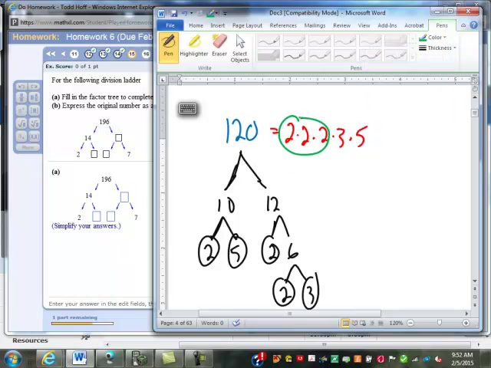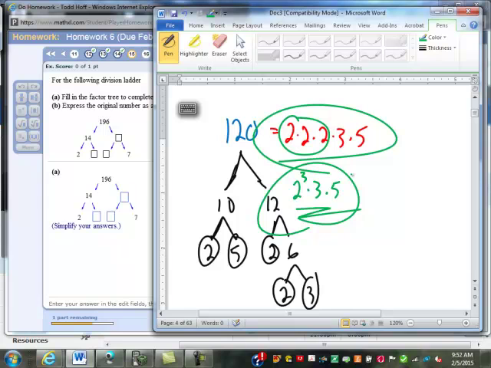I can write this instead of 2 times 2 times 2. If I wanted to, I could write it as 2 to the third times 3 times 5. That's all they're saying about the exponential way of writing it, or writing it in power form. That's all they're asking you to do. Condense them like that and make it a power instead of writing the same factor over and over again. Those two things mean exactly the same thing, by the way. On a test, I'll accept your answer either way.